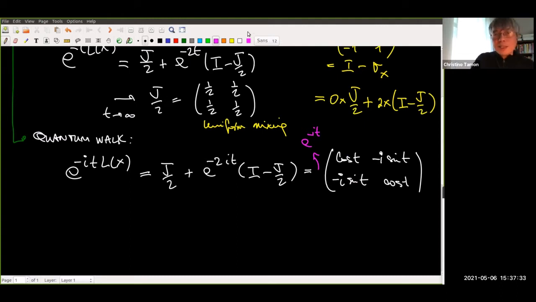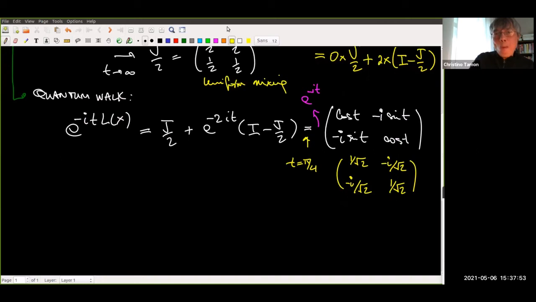Okay, so we get excited here because at time t equals pi over 4, what do we get here? We get a flat matrix. And if we apply the measurement, let's say we start the quantum walk at this vertex and subject this to measurement, then we get 1/2, 1/2, because we take the absolute value squared of those entries. So that is the probability if you were to measure this at pi over 4.